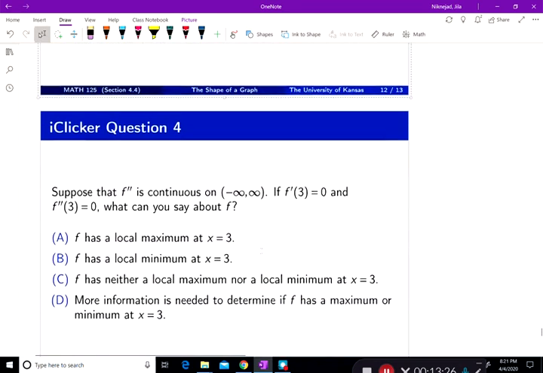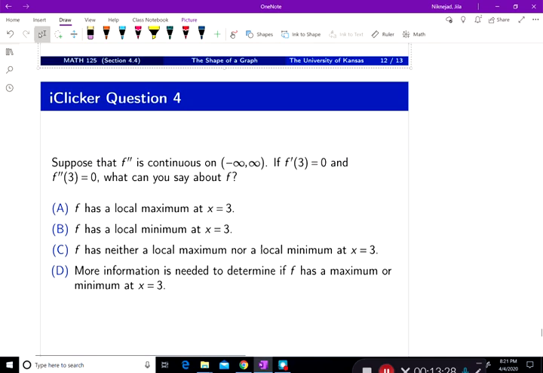Now, iClicker question 4. Suppose that f double prime is continuous on negative infinity to infinity, and f prime of 3 is equal to 0, and f double prime of 3 is also equal to 0. What can you say about f? So let's pause and come back.